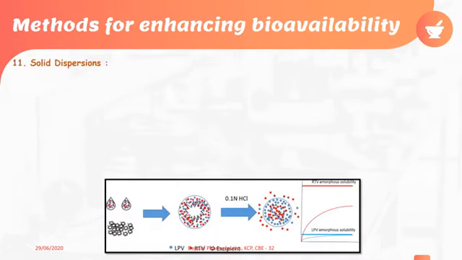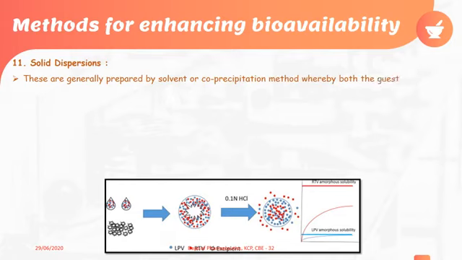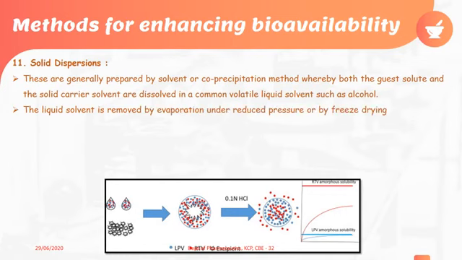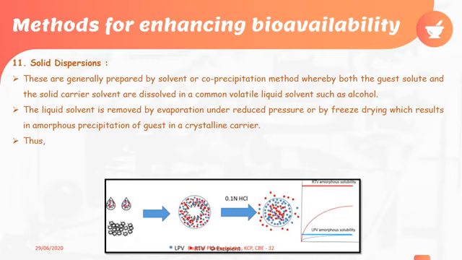The next method is solid dispersion. These are generally prepared by the solvent or co-precipitation method, whereby both the guest solute and the solid carrier are dissolved in a common volatile liquid solvent such as alcohol. The liquid solvent is removed by evaporation under reduced pressure or by freeze drying, which results in amorphous precipitation of guest in a crystalline carrier.